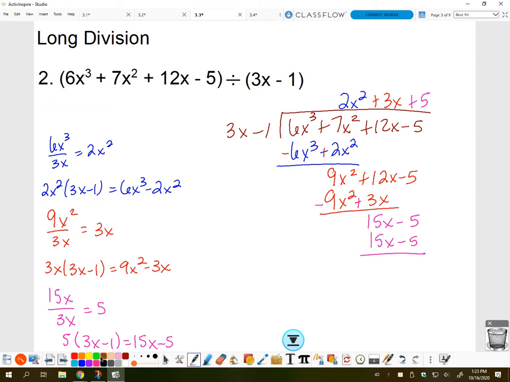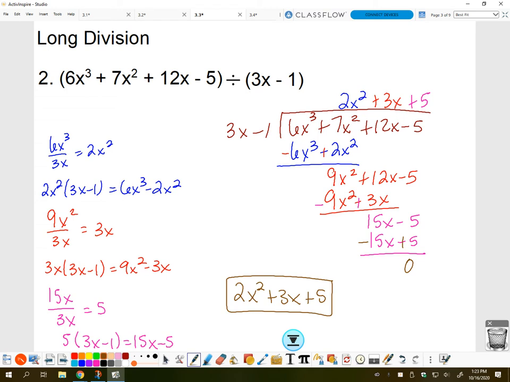We're going to go through and subtract. So those cancel, you have no remainder. So your final answer is just 2x squared plus 3x plus 5.